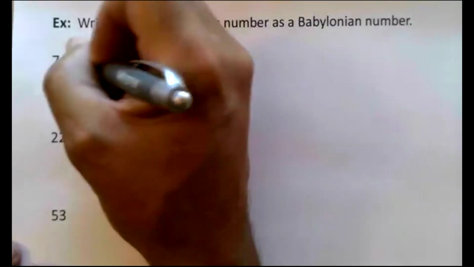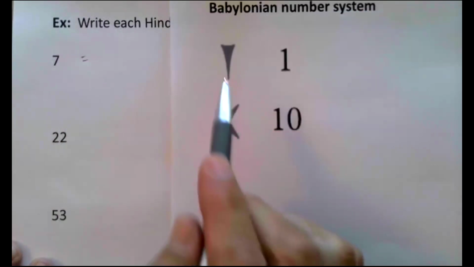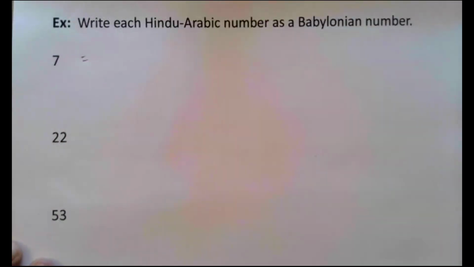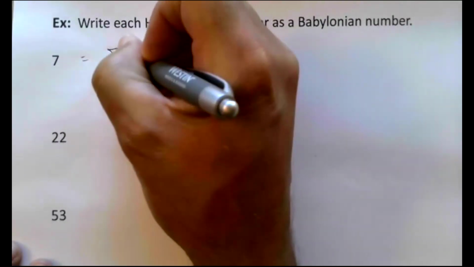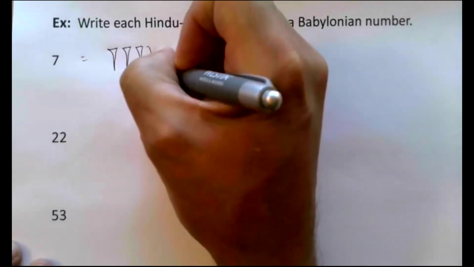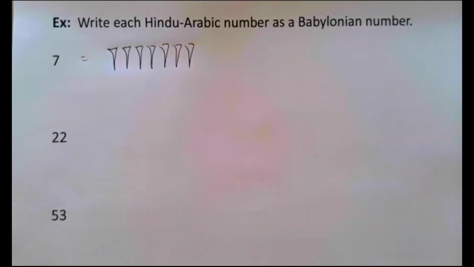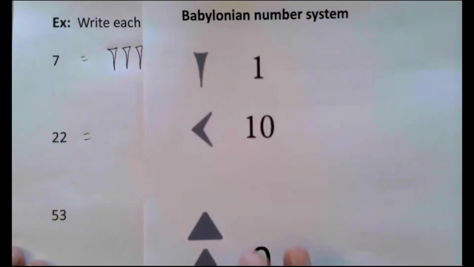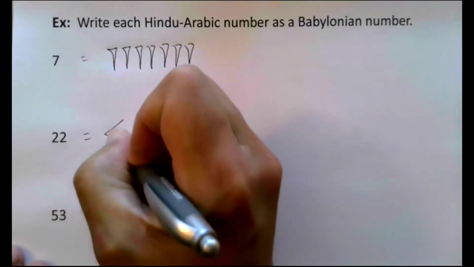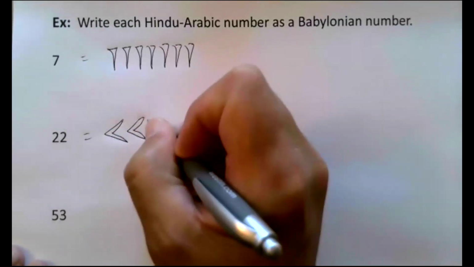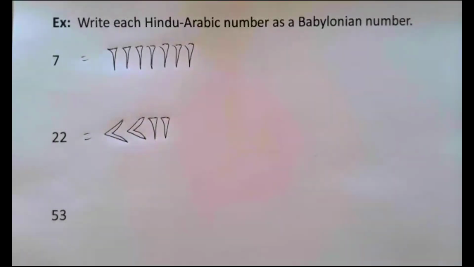The way the Babylonians would write 7 is they would simply put 7 of those. That's it. Very simple. That's how the Babylonians would write the number 7. The way the Babylonians would write the number 22 is they would put 2 tens and 2 ones. That's it. They would put 2 of these tens plus 2 of these ones. That's 22. It's very easy if you're talking about a number less than 60. It's very straightforward the way the Babylonians would do it.